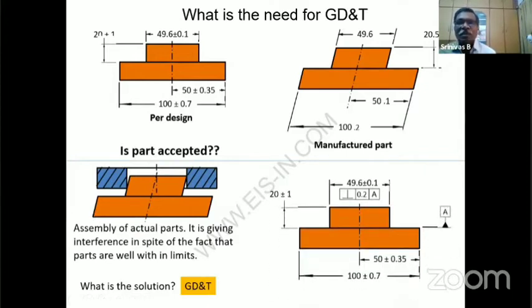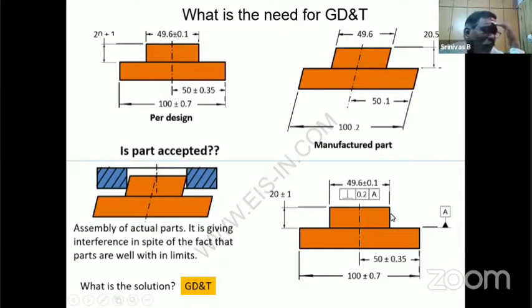You see this, ladies and gentlemen? This is the geometrical control I have brought in. Now, this part would never be rejected, provided it is within the limits. Now, I would calculate the MMC of the lug, 49.7. What is the maximum boundary? 49.7 MMC plus geometrical tolerance 0.2 is 49.9. Do you agree?